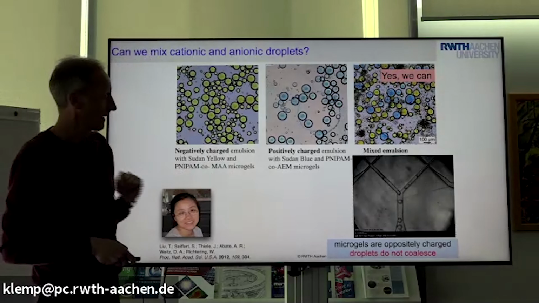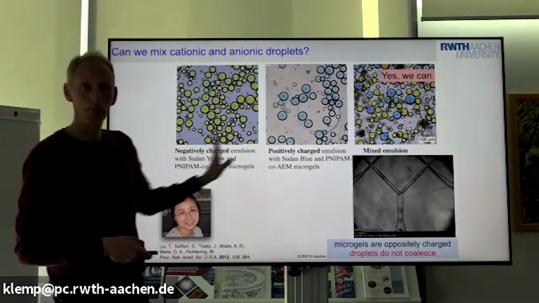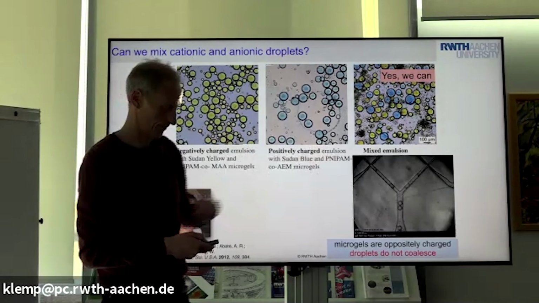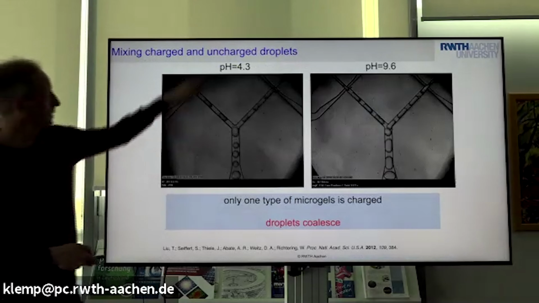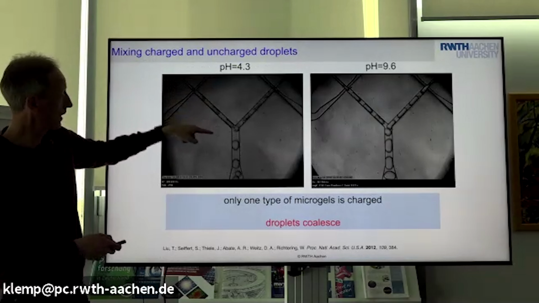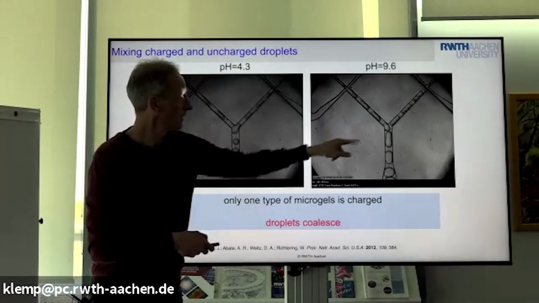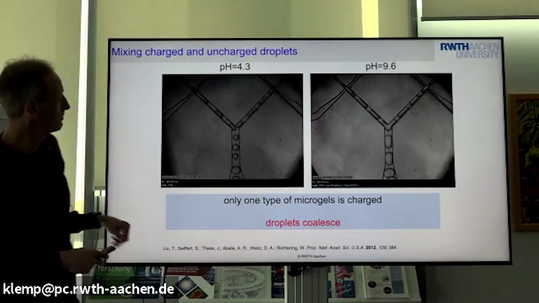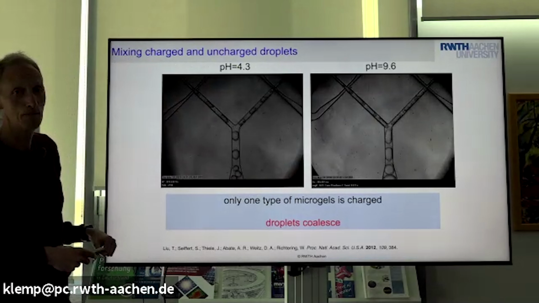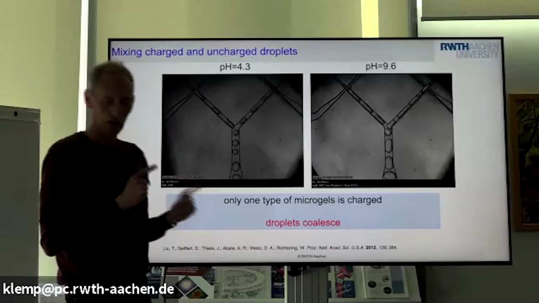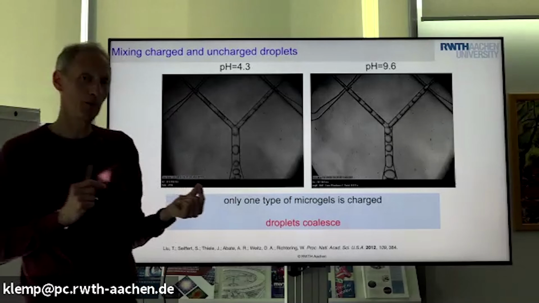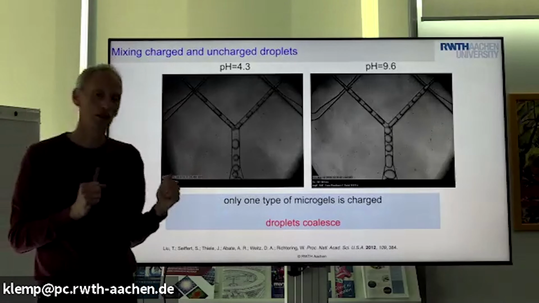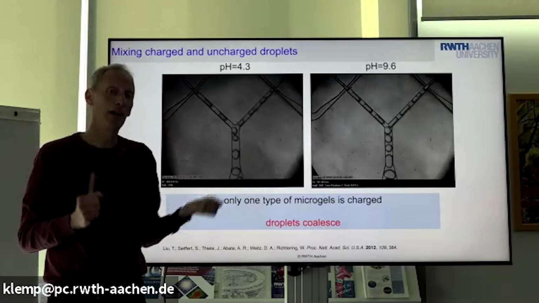Now as these are pH dependent, we can go to a pH where either this one is not charged or this one is not charged. And this is shown here. This is at pH 4, where one of the systems is not charged. This is at pH 10, where the other one is not charged. And you see that in most cases, when the droplets meet, they coalesce. That shows that we can control the stability of these emulsions via the pH, but it also shows that it's not the charge that dominates the behavior of these microgels.